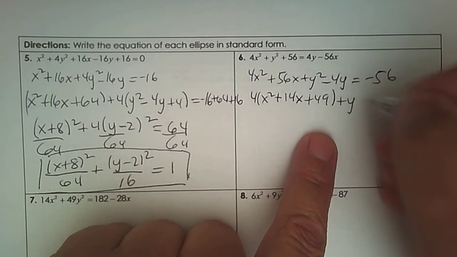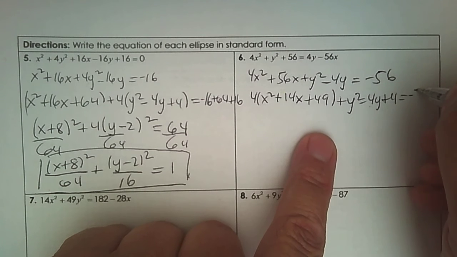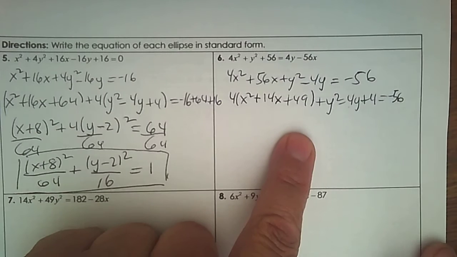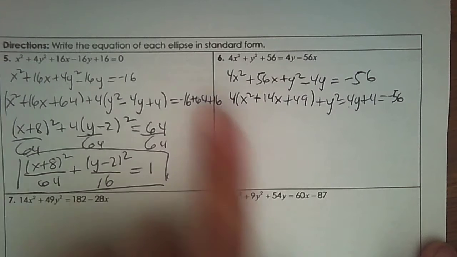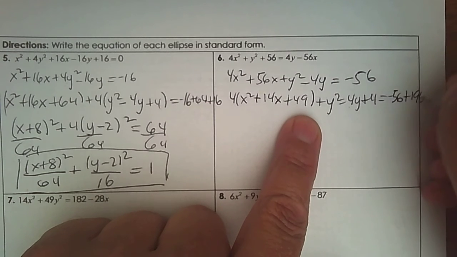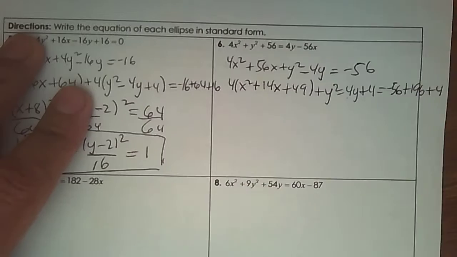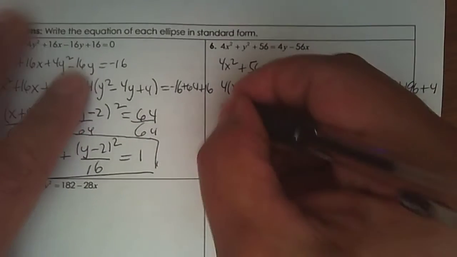For the y, no factoring. Just divide by 2 and square. And then what's the number I add to the other side? So 4 times 49, that's 196. I'll help you with that. And then 4 also gets added to the other side. So I'm going to factor.